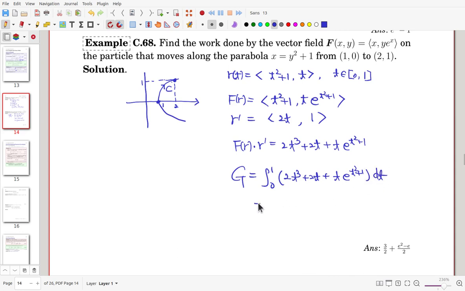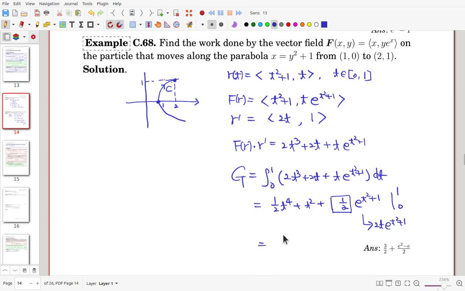Okay. From the first one, 1/4 t to the 4. So that half t to the 4 plus t squared. And then for the last one, we have a scalar that must be given, and that major part must be this one. Once it is differentiated, then that will make 2t and e to the t squared plus 1, so that we need here half. And we are evaluating from 0 to 1.